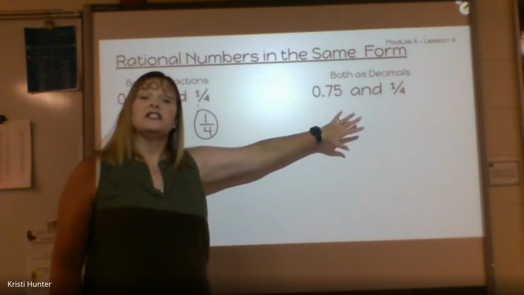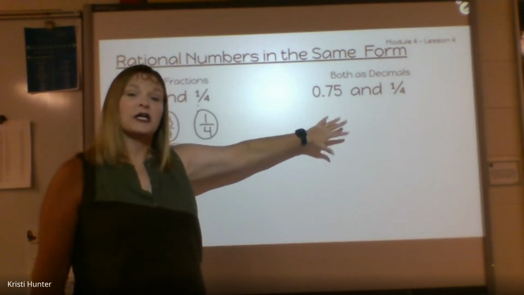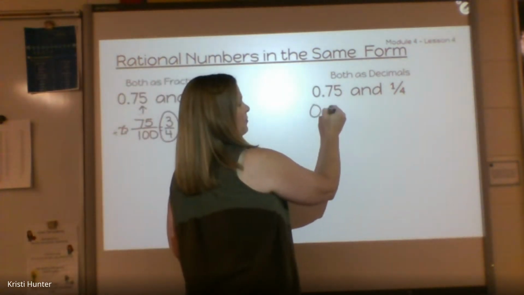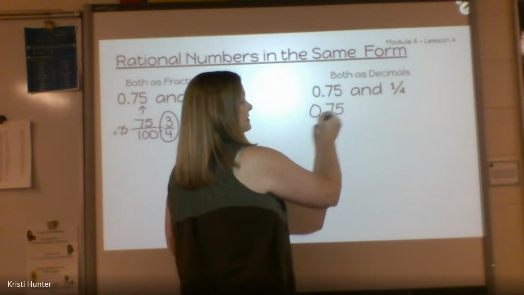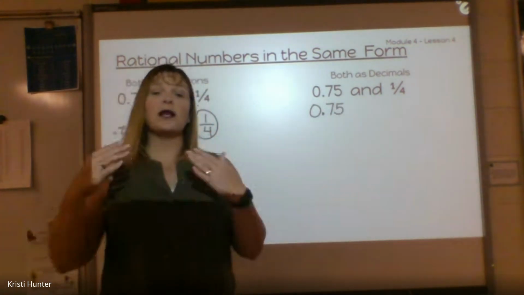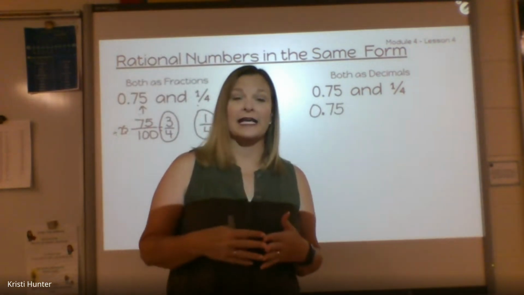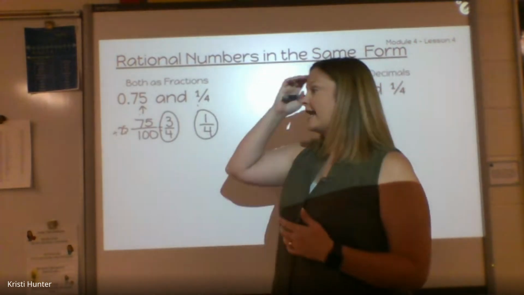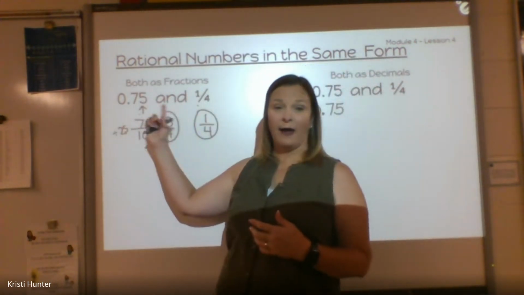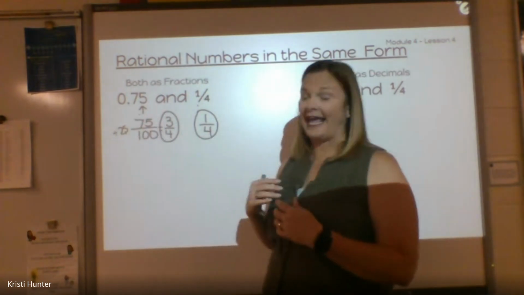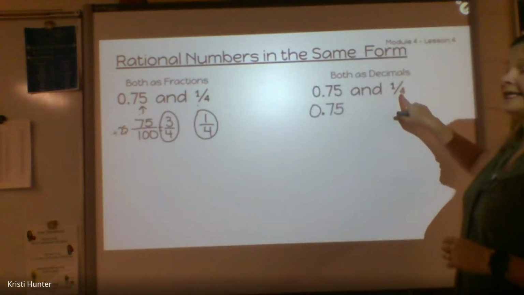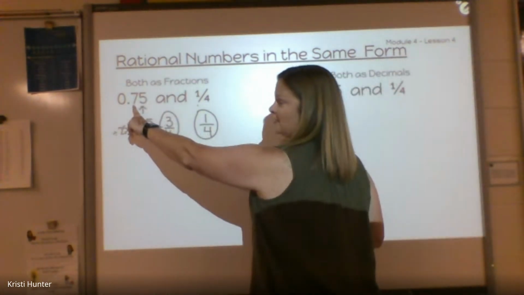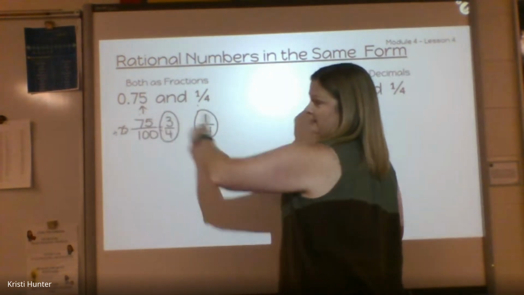Now, if I don't want to make them both fractions, I could convert these both into decimals, which means my 0.75 stays. And here's what I've got to think about when I'm converting into decimals. I need to make this into this place value. So in this case, I'm left with 2 options. We know tenths and we know hundredths.